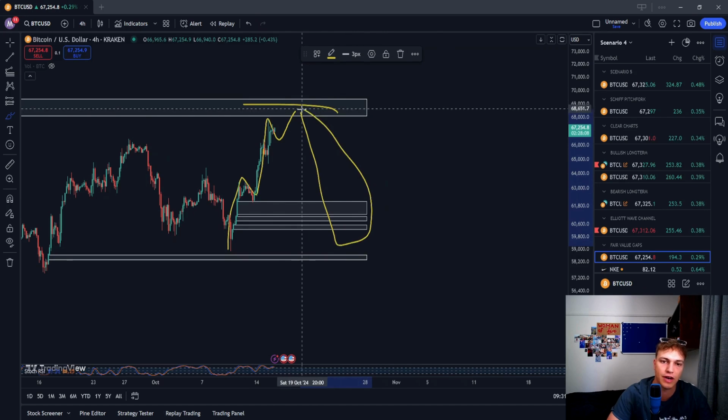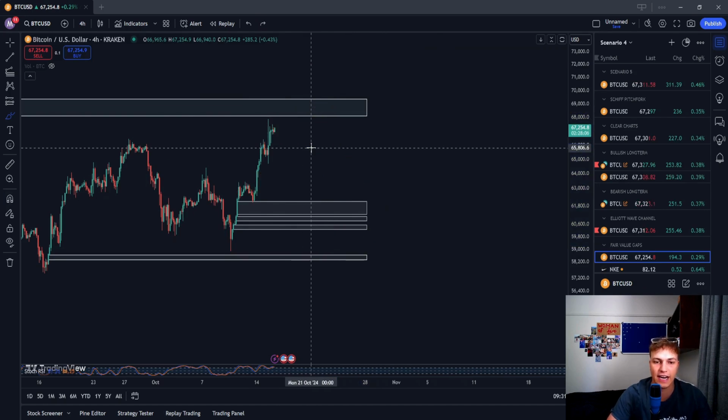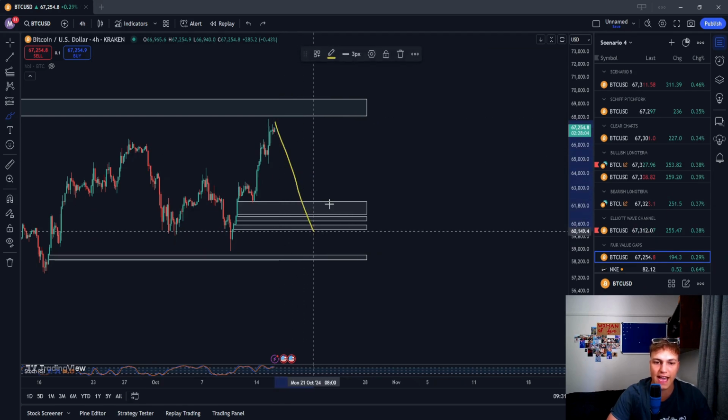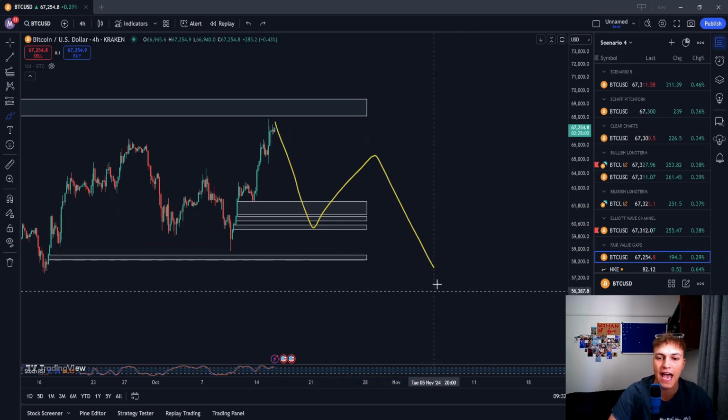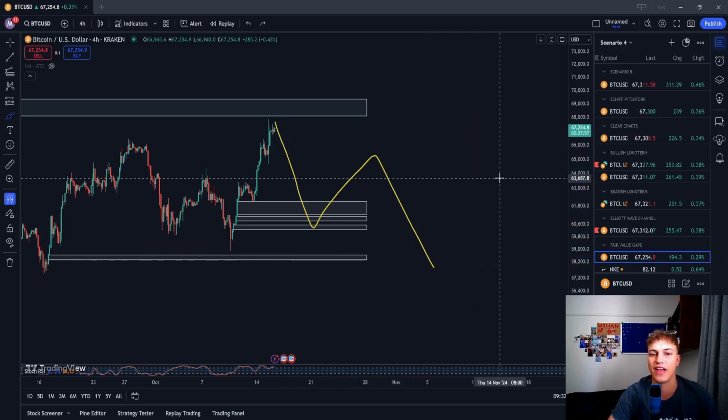and then coming down to this area here. This is possibly the A, maybe a B, and then a C, filling out all these fair value gaps and then the blast off in that larger degree wave 3.